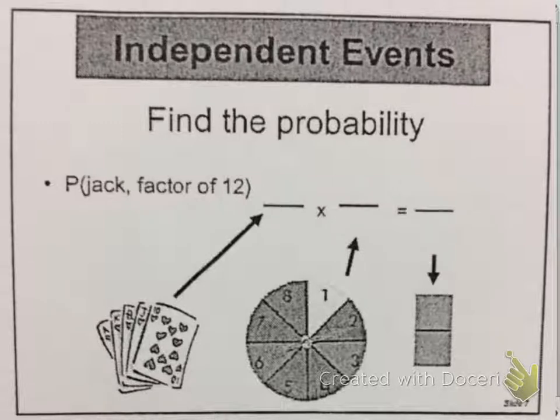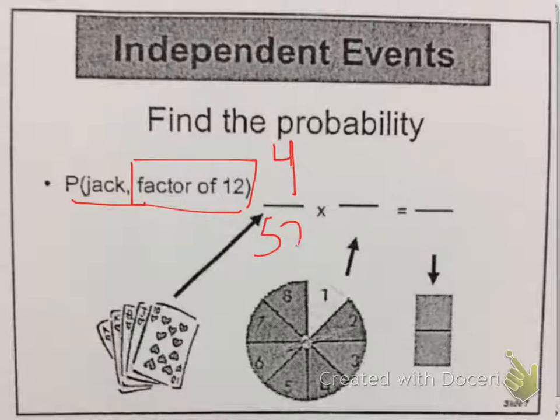Find the probability of a jack and a factor of 12. Well, pulling a jack out of a deck of cards would be 4 out of 52 because there's 4 jacks and 52 cards in a deck. Finding a factor of 12, those are numbers that will divide into 12 evenly. So 1 will divide into 12, 2 will, 3 will, 4 will, and 6 will divide into 12. So there's 5 numbers out of a total of 8 numbers for your probability on pulling out a factor of 12.